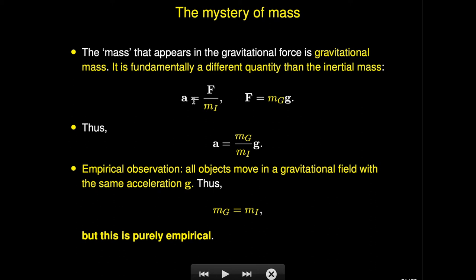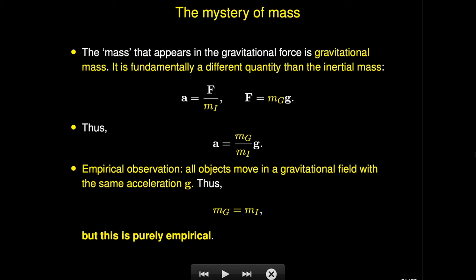Okay, so here's Newton's second law, first of all. The acceleration is the force divided by the inertial mass. But then, for gravity in particular, the force is the gravitational mass of the particle times the gravitational field that it's moving in. If you combine these two equations, you get this expression for the acceleration of a particle in terms of the gravitational field. So the acceleration will be the gravitational mass divided by the inertial mass times the gravitational field.